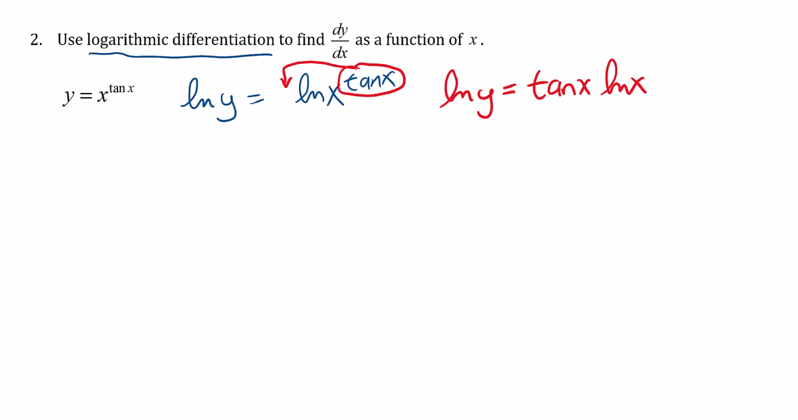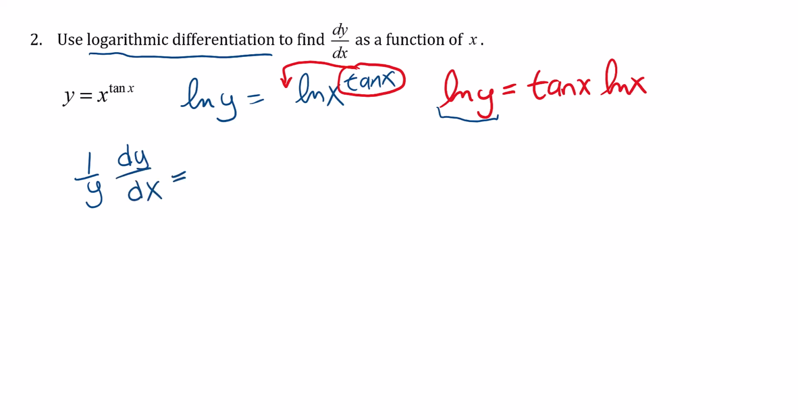Now we don't have an x or a function of x in the exponent, so we are going to take the derivative of both sides. And we have to remember when we take the derivative of y that the chain rule applies and we need to multiply by the derivative of y. So looking at this first side, the derivative of ln y is 1 over y times dy/dx.